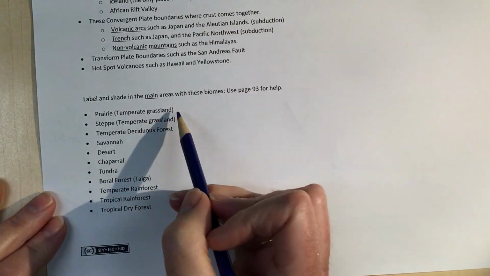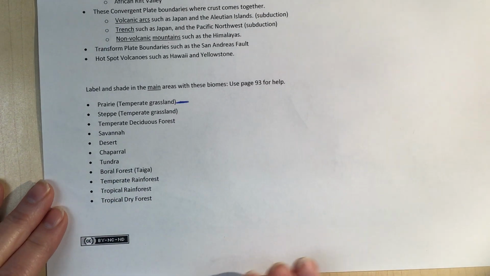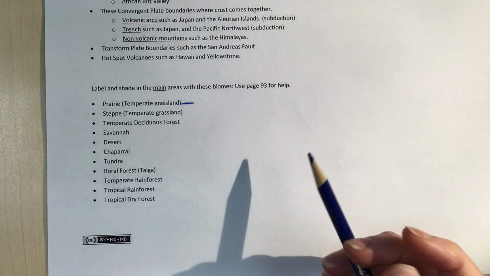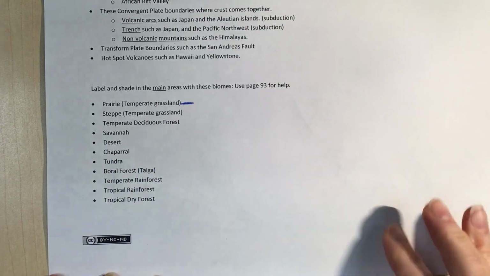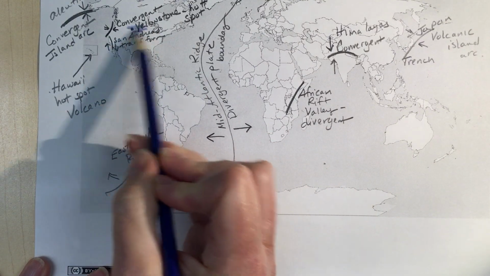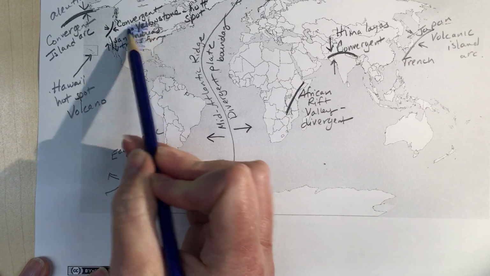So let's pick a color. You should pause the video and go grab some colors to use. So I'm going to pick this blue for the prairie, temperate grassland. The prairie's in the middle of the United States.